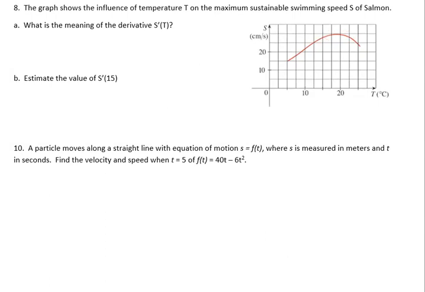The derivative means the rate of change. And this time, the derivative is our speed s with respect to the temperature t. So this will be the change in the speed with respect to the temperature. So what's the meaning of s prime of t? The meaning of s prime of t is the change in speed with respect to temperature.